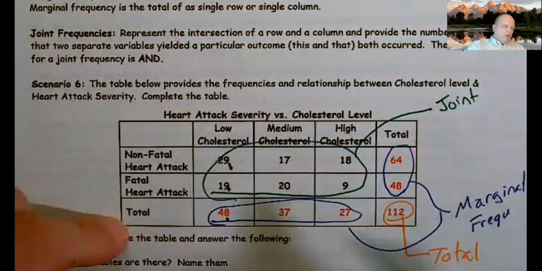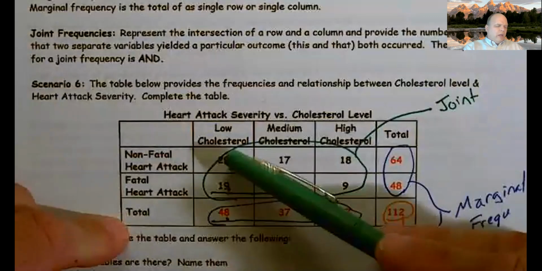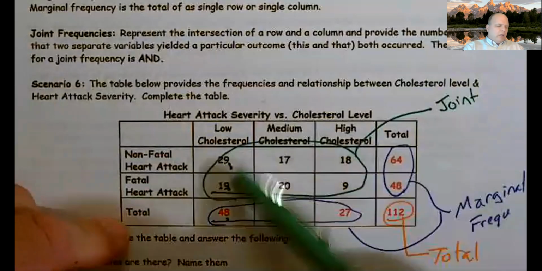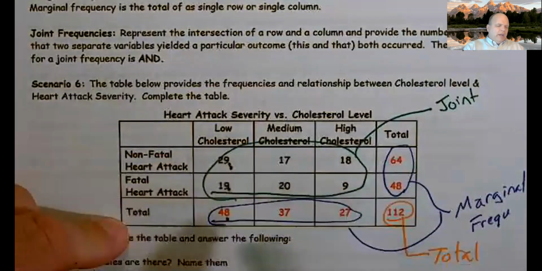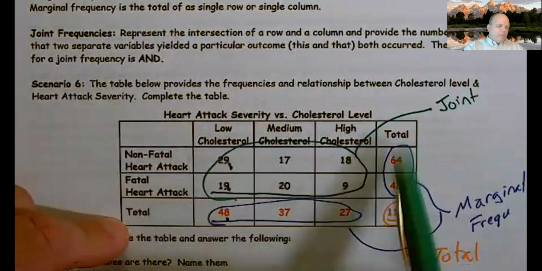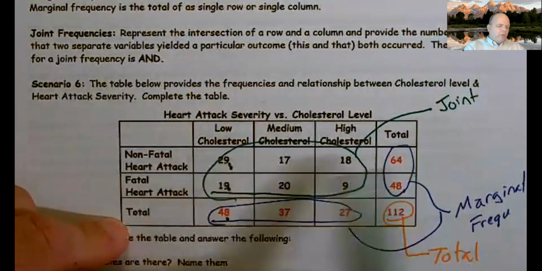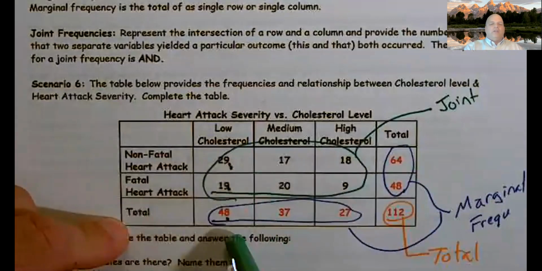Now, please remember, rows must sum up and columns must sum up, and then everything sums to the total, all right? So if I add up this set of marginals, it equals 112. I add up this set, it equals 112. Add up these values, it equals 64. Add up these values, it equals 48.